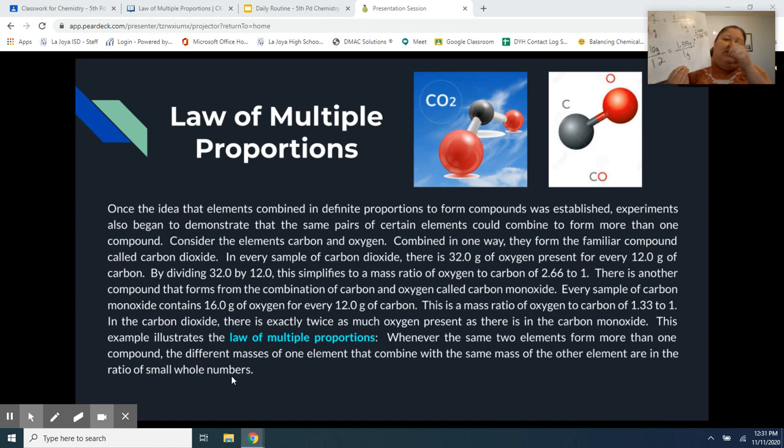What's different about this compound? It's my oxygens. That is what makes these compounds different. It's not my carbon. So if I compare the mass, and you can see here the mass, for oxygen on the top, 2.66. For oxygen in carbon monoxide, 1.333. You divide it and you get a small whole number ratio, which in this case is 2. All right.